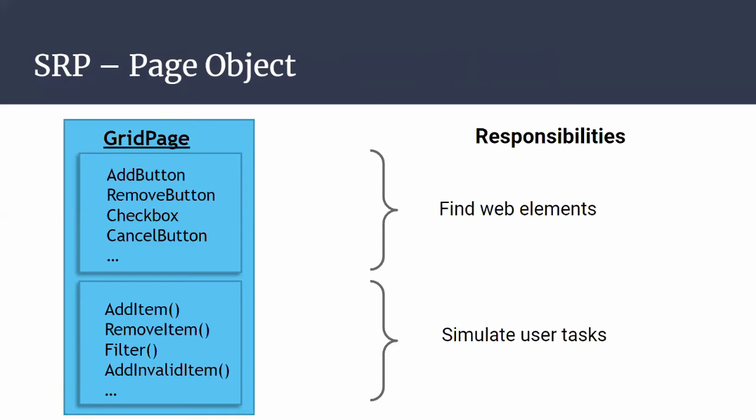If we need, for example, to change the locator of the add button, we need to edit this class and change this attribute. And if, for example, we need to update the filtering functionality, we need to again edit the same class and edit this functionality. For that reason, we have two reasons to change and two responsibilities. So the page object will not comply with the single responsibility principle.